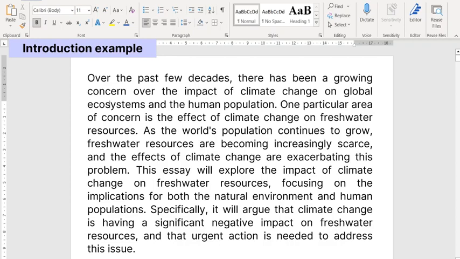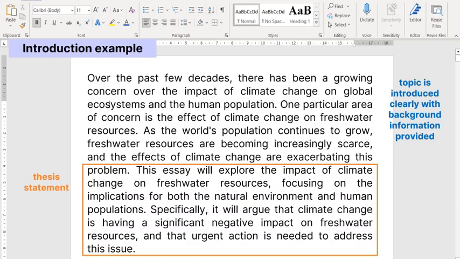In this example, the topic is introduced clearly and succinctly with several sentences providing background information about the issue of climate change and its impact on freshwater resources. The thesis statement is also clearly stated, indicating the main argument of the essay and what it will aim to demonstrate. This introduction sets up the rest of the essay, providing a clear direction for the reader to follow and highlighting the importance of the topic being discussed.